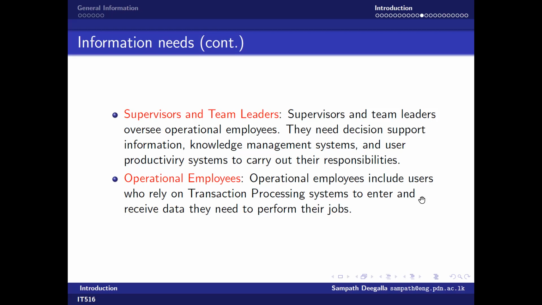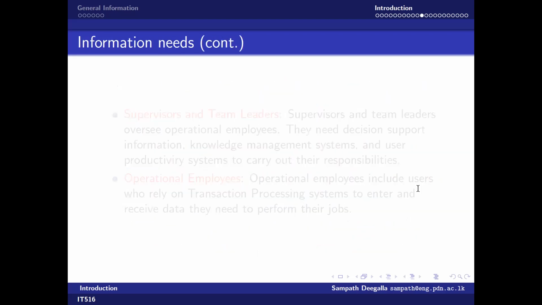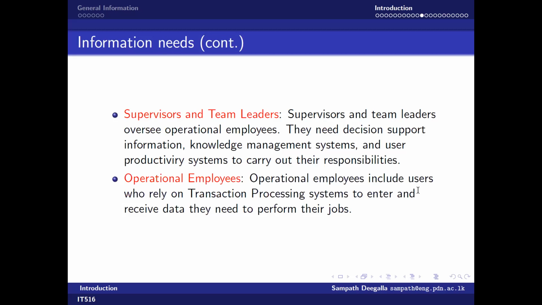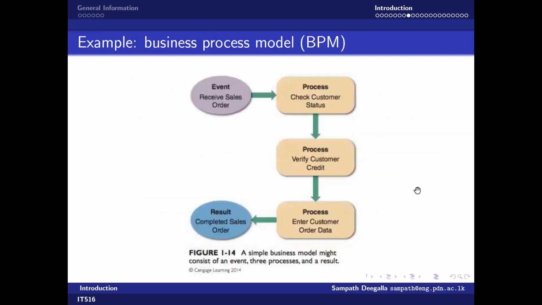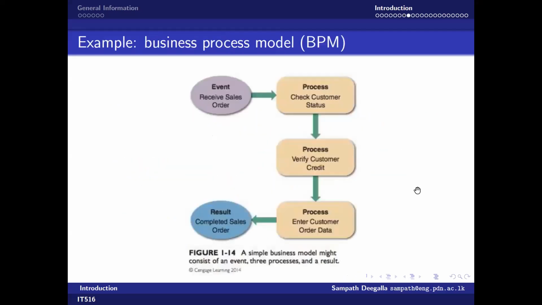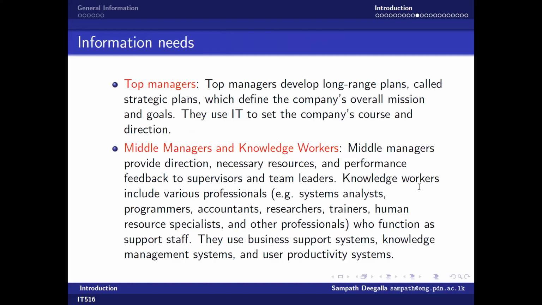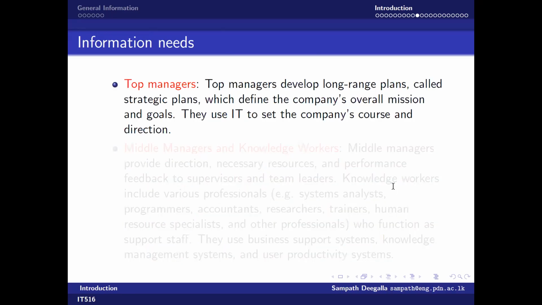So what you see from here is that we have different levels of people in an organization, their requirements are different, and they are using different types of information systems, which we discussed earlier. Again, here we have five different types we have discussed. So these different people use different systems, right?